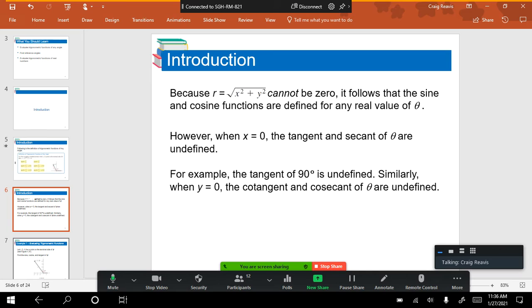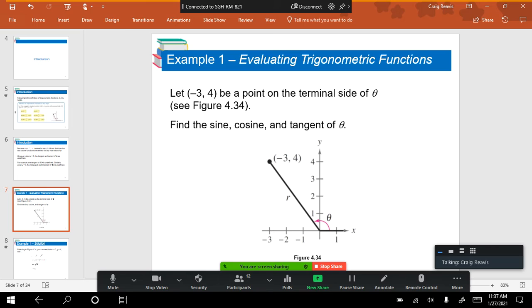And secant can be undefined. Secant and cosecant can be undefined because sine and cosine can be equal to 0. Once you flip over 0, it becomes undefined. So we'll get into that as we go on through.